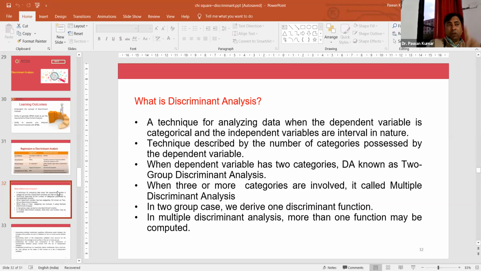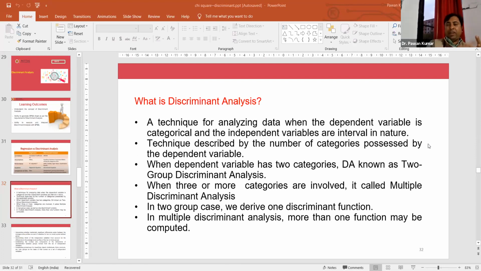because in one way ANOVA I told you that your dependent variable is metric and your independent variable is non-metric. Do you agree with me or not? Please write in the chat box yes or no.